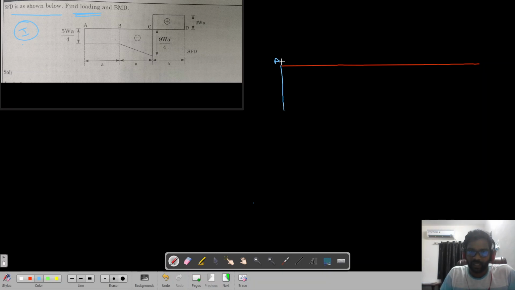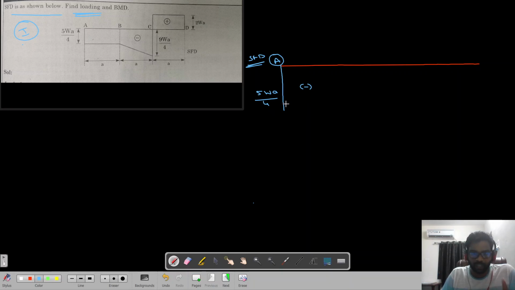At point A, there is a sudden drop in shear force. That is 5WA by 4, the sudden drop that is taking place at point A in the shear force diagram. So what we have discussed in the previous three points, if there is a sudden drop or sudden rise in the shear force diagram, it means some point load is acting. At point A, the shear force is negative.